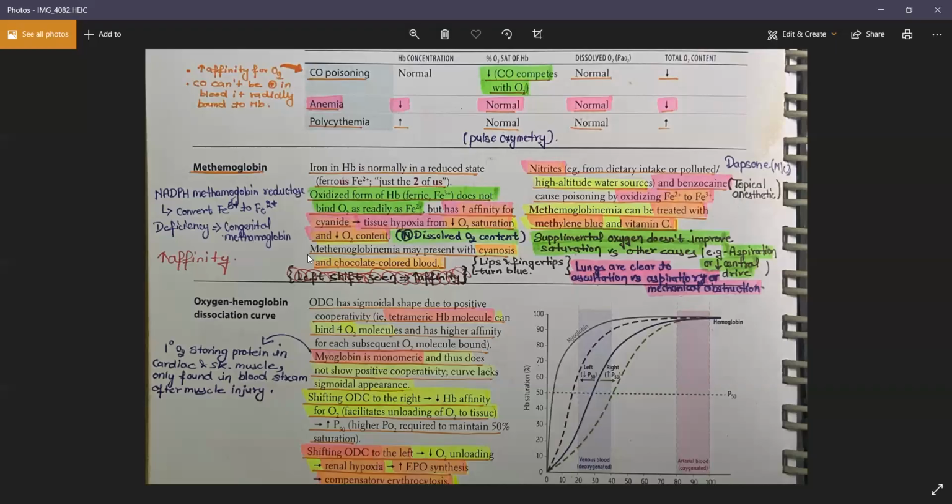And please note the examples which can cause methemoglobin in your body. Nitrites can do that, benzocaines can do that, and anything which oxidizes the Fe2+ into the Fe3+ can do that. And one more condition, a hereditary condition, in which the patient has a deficiency of NADPH methemoglobin reductase. The function of this enzyme is to reduce Fe3+ to Fe2+. If the patient has a congenital deficiency of this enzyme, they can never convert this Fe3+ into Fe2+, and as a result, they will be at an increased risk of methemoglobinemia. So again, this enzyme deficiency can also cause methemoglobinemia.